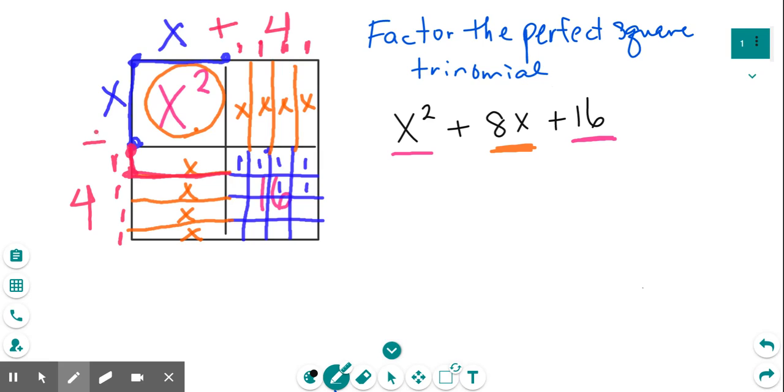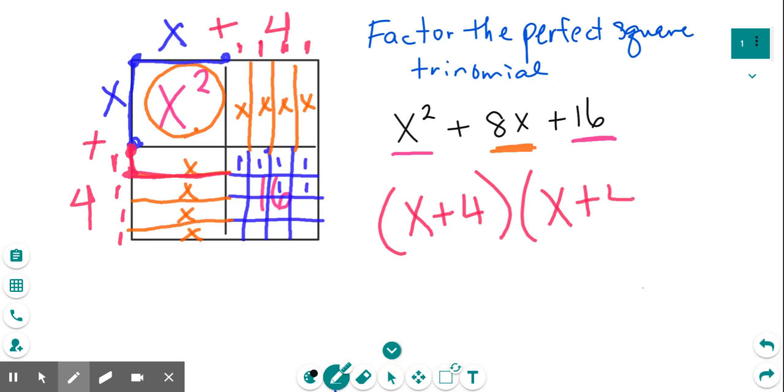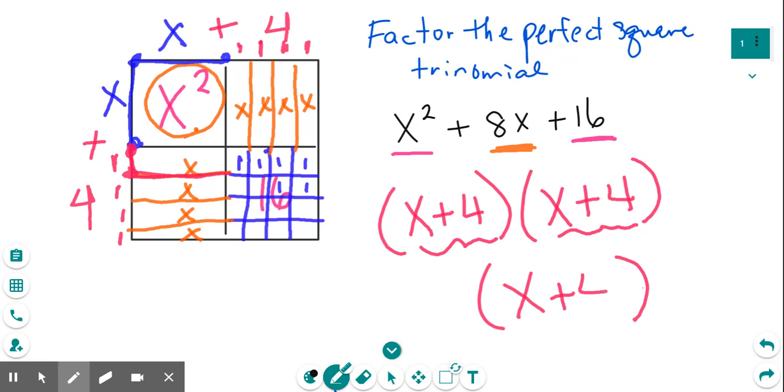So that gives us x plus 4 times x plus 4. And notice that both of these binomials are exactly the same. And because they are exactly the same, we can just say that it's x plus 4 squared. And that's how you can express it as an exponent.